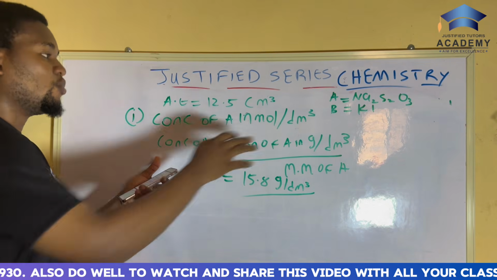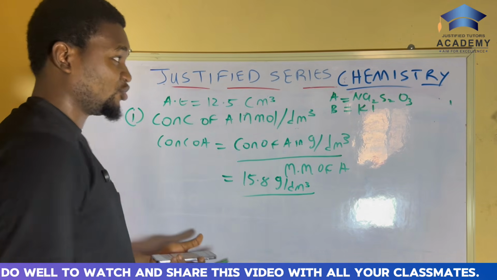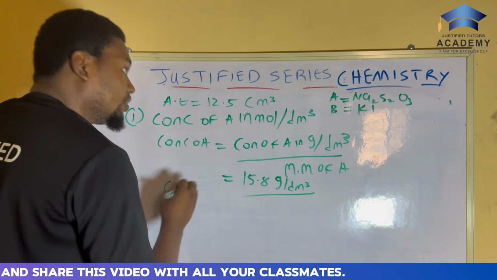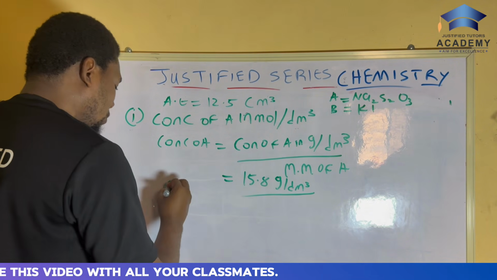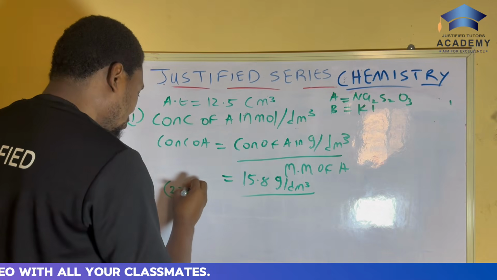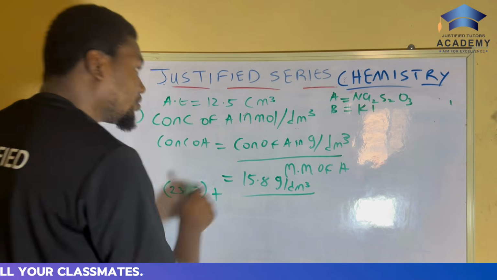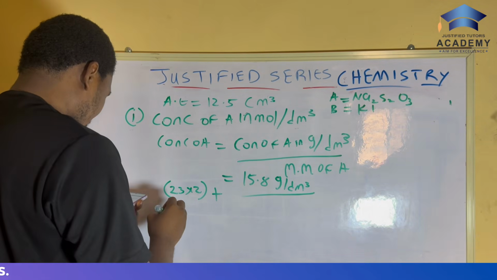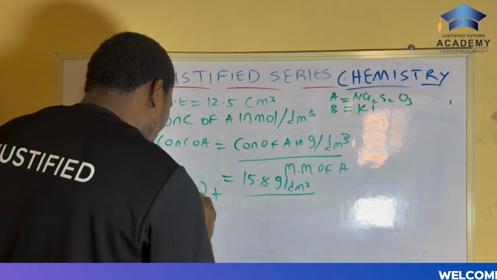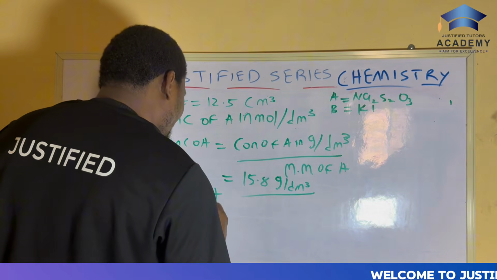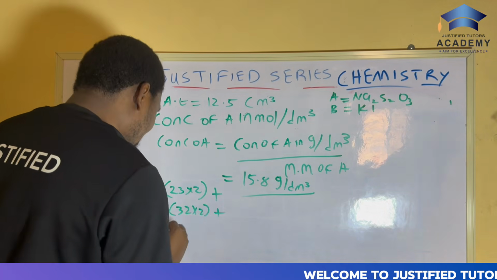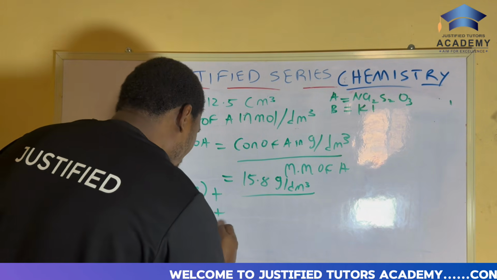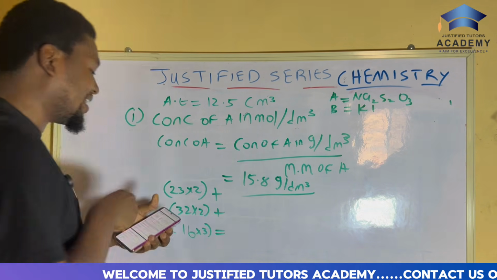So now how do you get the molar mass of A? It's simple now. I believe by now you guys should know this, but let's still do it. Let me write it here. What is the molar mass of sodium? It is 23, and we have a 2 here, so times 2. Plus sulfur, which should be 32, times the 2 here. And oxygen here is 16, times 3. So now you add everything together, and that would be your molar mass.